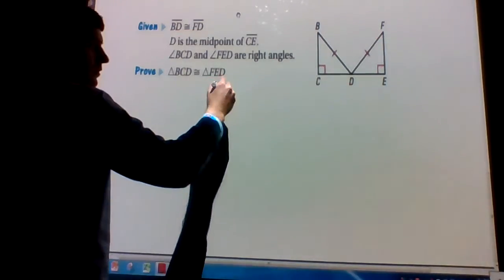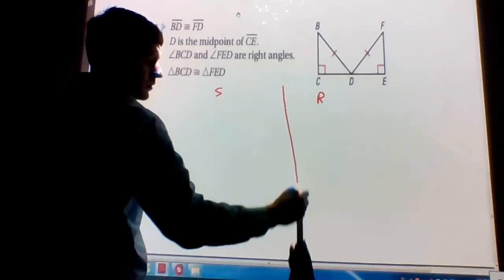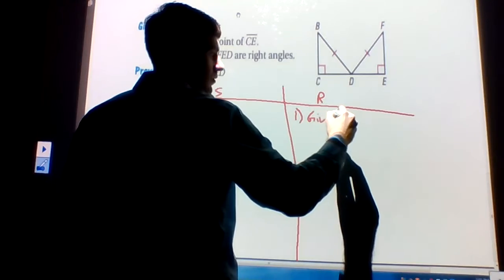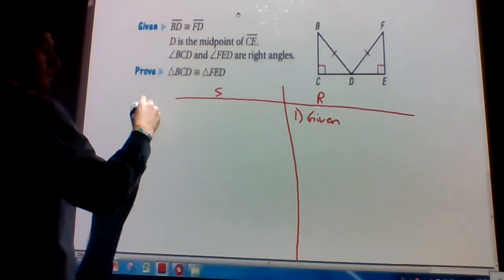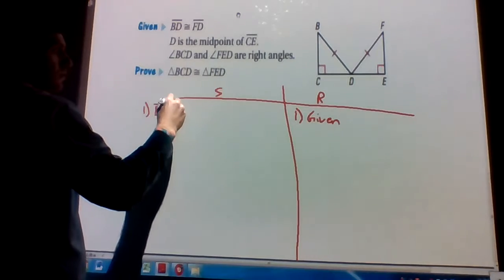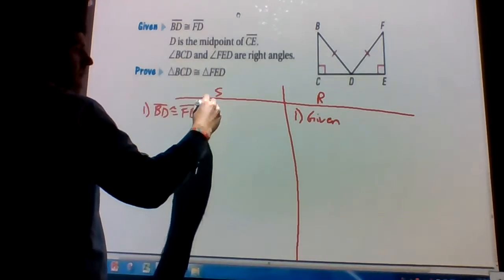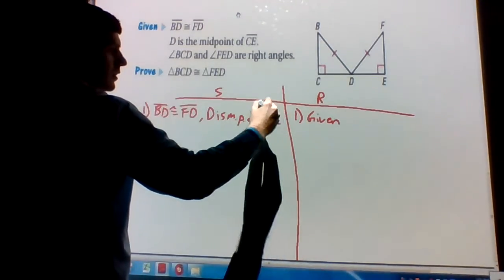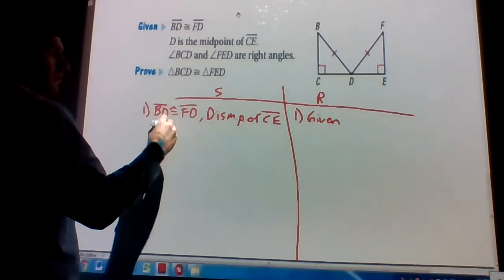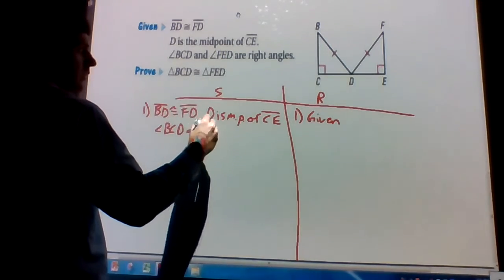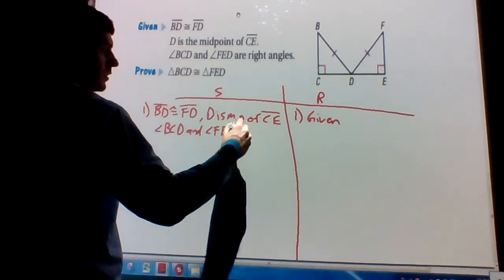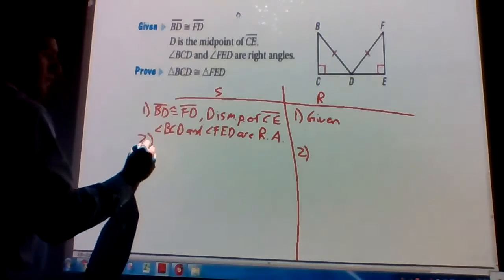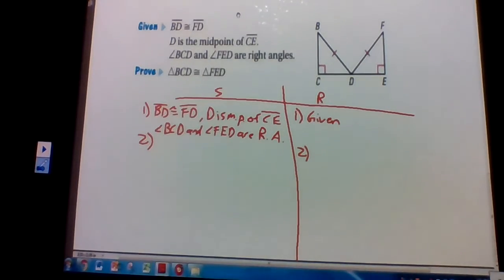So we have our statements and our reasons. First step of any proof is always the given. So we start with our given. Okay, there's 3 pieces of information here. We have BD is congruent to FD. We have D is the midpoint of CE. And we have angle BCD and angle FED are right angles. Okay, so 3 pieces of information that are given.